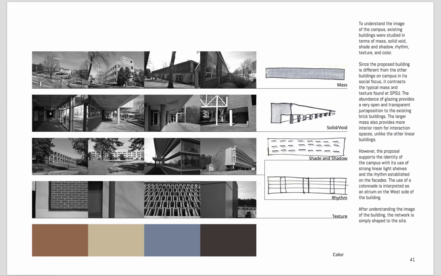There's a rhythm that you can see on the facades of the buildings, marked by these solar shades, and so I use a similar rhythm with the solar shades and the shade and shadow technique in the building that I designed, as well as that same rhythm articulated on the facade with these colonnades. You see these in several of the buildings on campus, and I interpreted that in the design for Southern Poly's campus as more like an atrium space. That was actually very similar to the atrium space in the Clough Undergraduate Learning Commons.